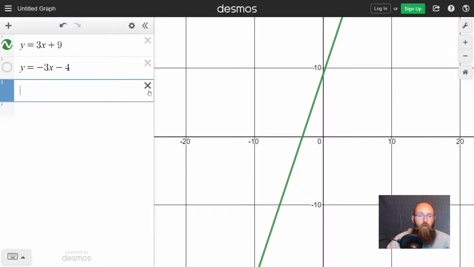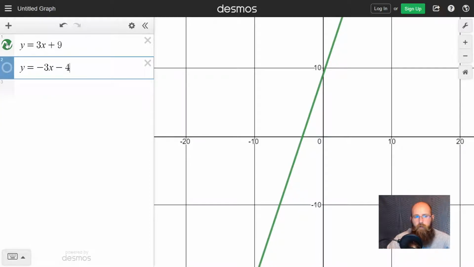But they're a great way. You can put a whole bunch of equations in there. And if you hit the little color to the left, you can turn them on and off, which is kind of neat. All right, so first, it asks you to graph something.